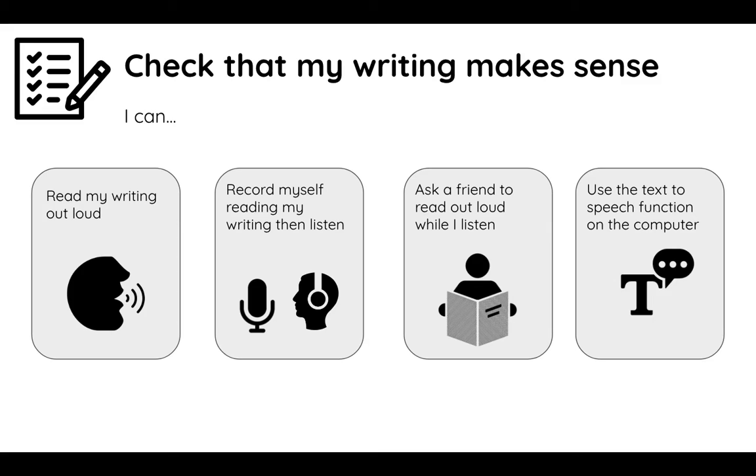Third thing you can do is ask a friend to read out loud while you listen. So one of your writing partners in your group, you could give your writing to them and ask them to read it back to you. And as they're reading it, you might notice some things that you could revise and change. The last tip on this slide is to use the text-to-speech function on your computer. If you know how to do this, you can give this a go. Otherwise, try one of the other three tips that are on the screen.